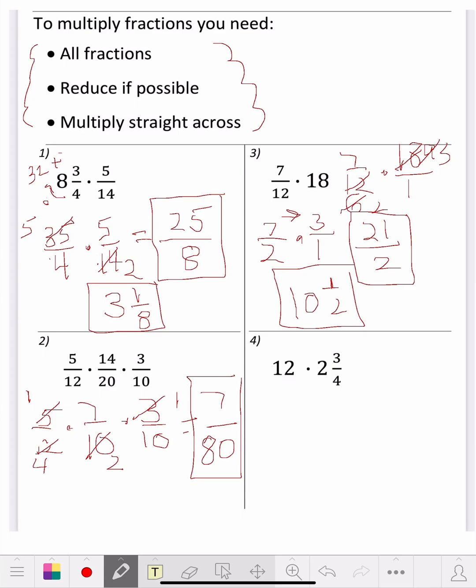So see, even though they had 3, it works the same. You can reduce all around. You can cross-reduce, and then just multiply straight across, just like they said. Okay, let's do the next one, okay?